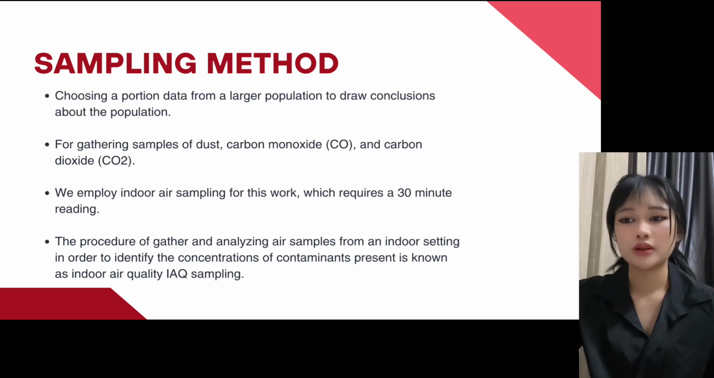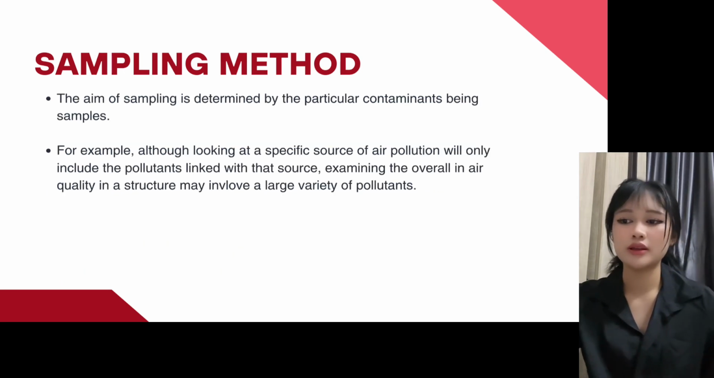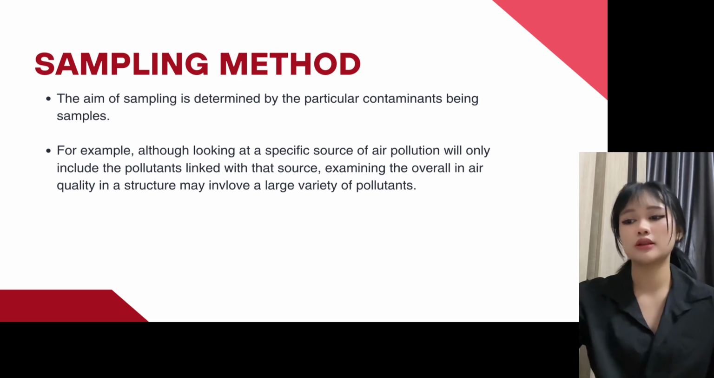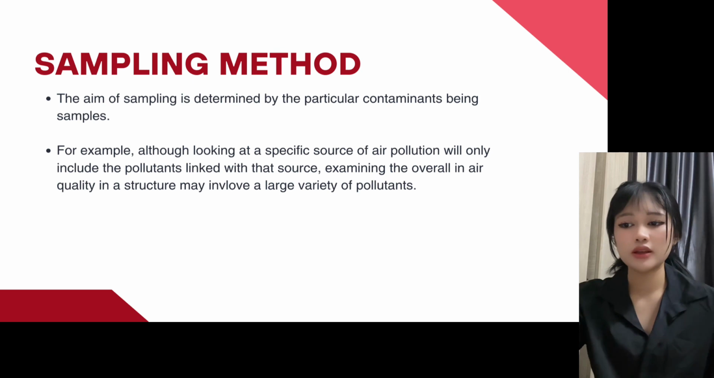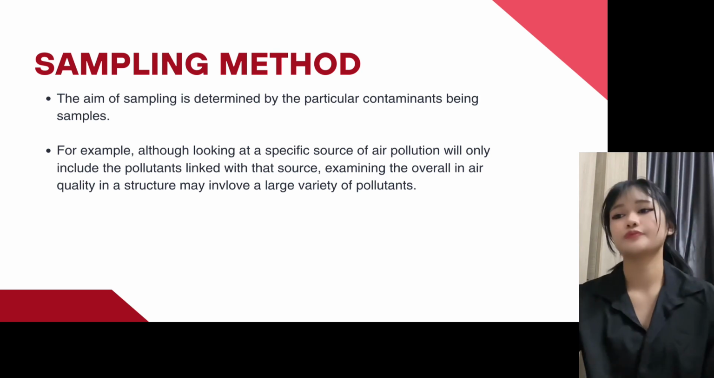This data can be used to evaluate the health hazards posed to occupants and locate probable indoor air pollution sources. The aim of sampling is determined by the particular contaminants being sampled. For instance, although looking at the specific sources of air pollution will only include the pollutants linked with that source, examining the overall air quality in a structure may involve a large variety of pollutants.